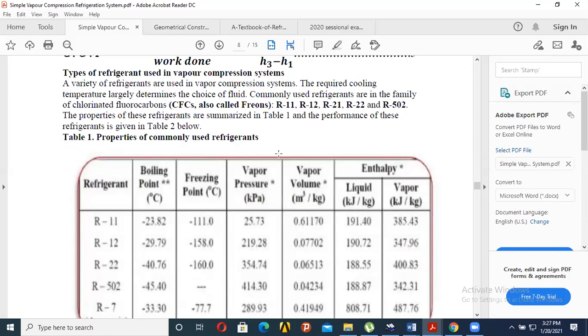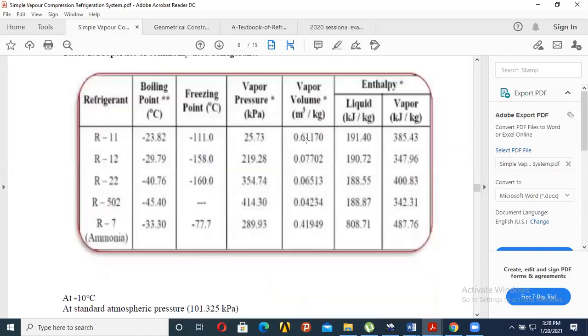There are quite a number. The old ones which were being employed were called chlorinated fluorocarbons, CFCs. But now they're no longer there. They are being phased out because of their impact on the ozone layer depletion. So these are being phased out, but they were being used.